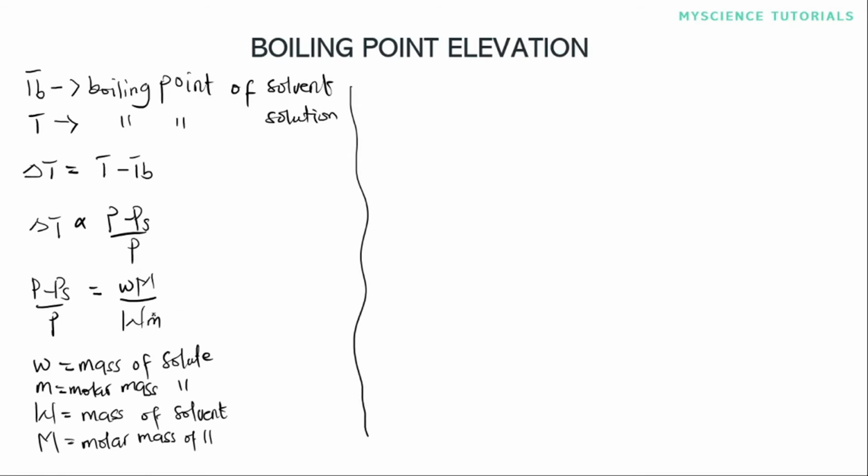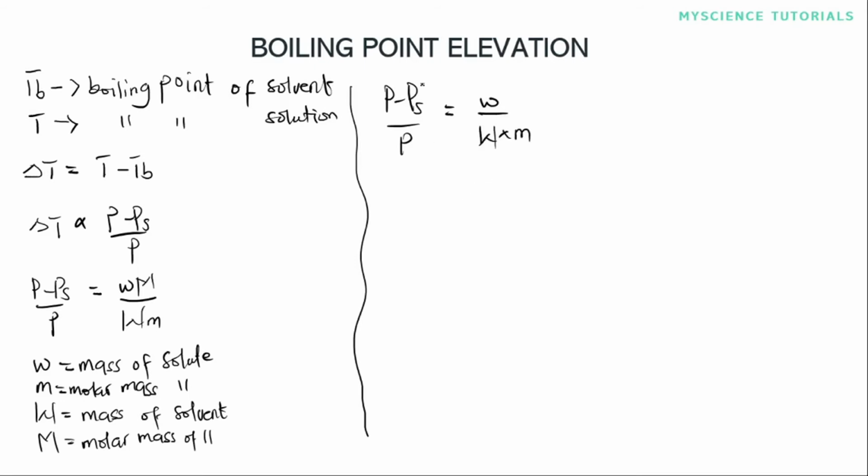From this formula, if we are using a solvent, let's say water, the solvent will be the same before and after we add the solute. So we assume the molar mass of the solvent, which is the capital M over here, is a constant. Once the molar mass of the solvent is a constant, this formula becomes P minus PS over P equal to W over capital W multiplied by M.